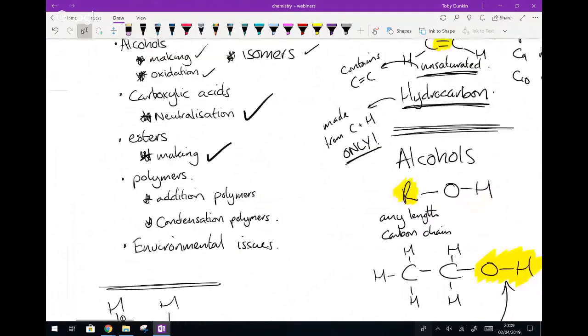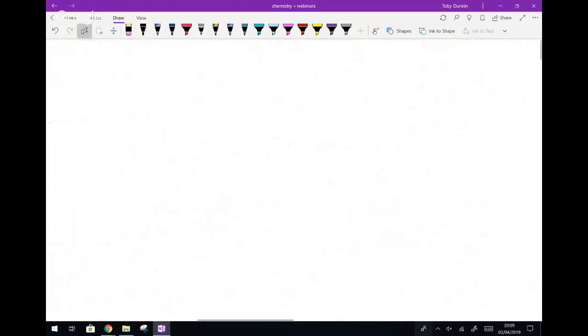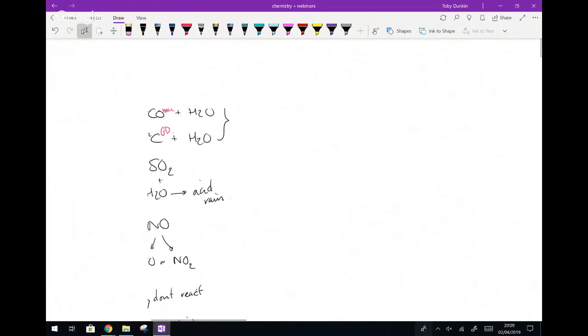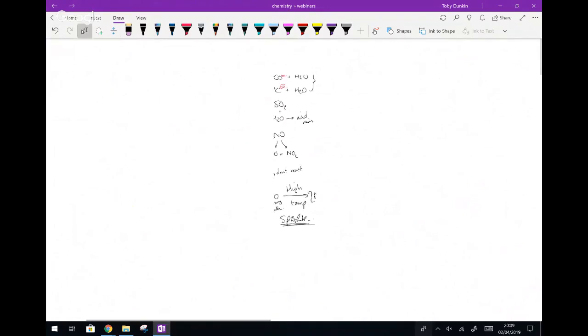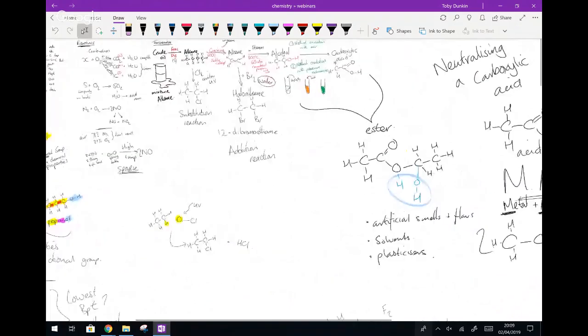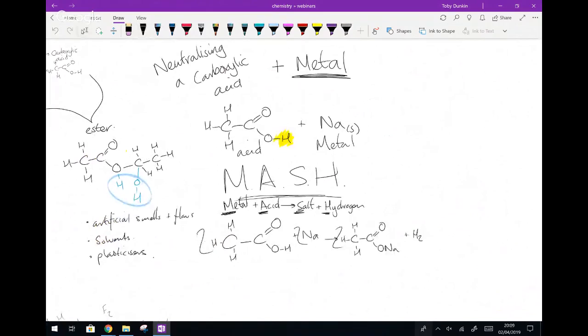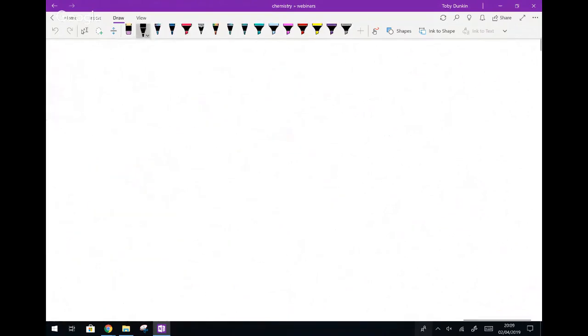So, okay. Now, this is tough. Everyone struggles with these. I've managed to lose my notes altogether. My laptop is slowing right down. I don't really know why. It's because the notes are getting heavy. Right. My next title will be polymers.